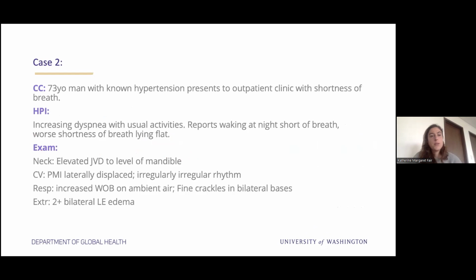So we have case number 2, a 73-year-old man with known hypertension who presents to outpatient clinic with shortness of breath. He's had increasing dyspnea with his usual activities. He reports waking short of breath at night and shortness of breath lying flat. Has an elevated JVD, his PMI is displaced, he has a regular rhythm, and increased work of breathing with some fine crackles. The SpO2 isn't working for him today, but I think all of you probably have a pretty good guess about what could be in his differential.